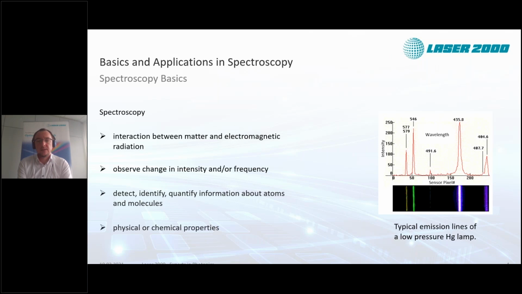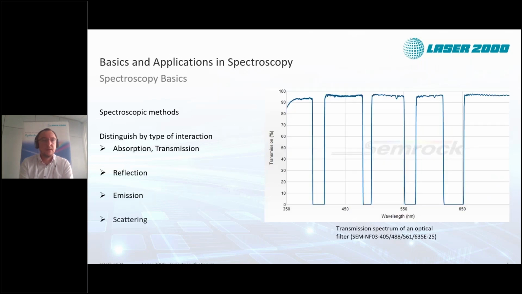On the right side, you can see the typical emission line of a low pressure mercury lamp. But if you have a fluorescent tube lamp, you will see these lines as well. So all the spectroscopic methods covered by this presentation work with a kind of dispersion of light.